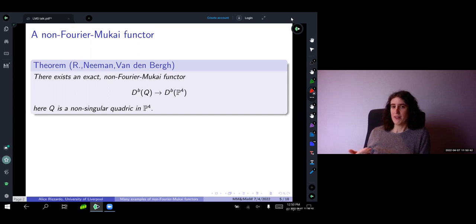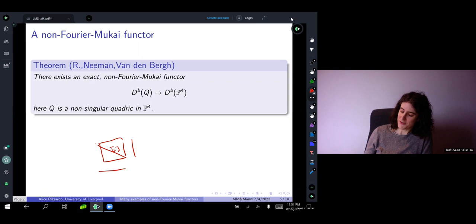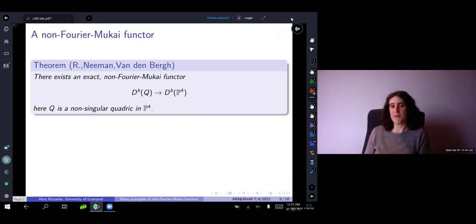So for example, pull back and push forward can be easily written as Fourier-Mukai functors. The shift is very nice. I can draw you the shift. If I put Y over here, then the shift is just, you take the structure sheaf of the diagonal and you shift it by one. So a lot of things you can do. Essentially, anything that comes from geometry seems to be, as far as we know, a Fourier-Mukai functor.